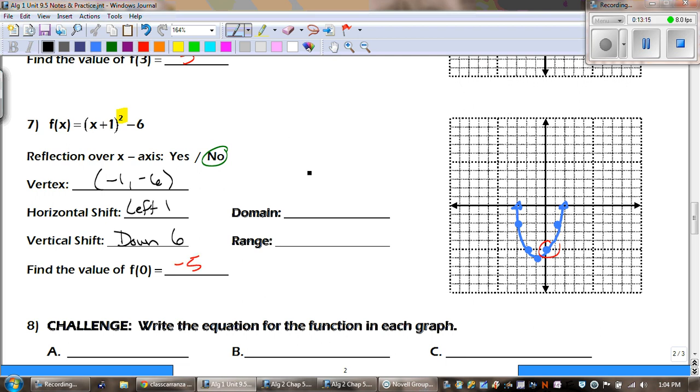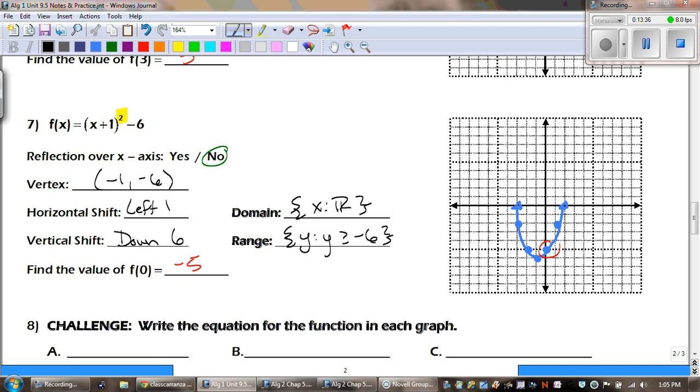And then our domain, I just mentioned this a second ago. Domain of a quadratic is all real numbers. And then our range, y is greater than or equal to, because our y values are going up, negative 6.